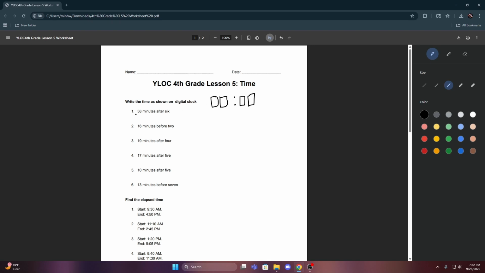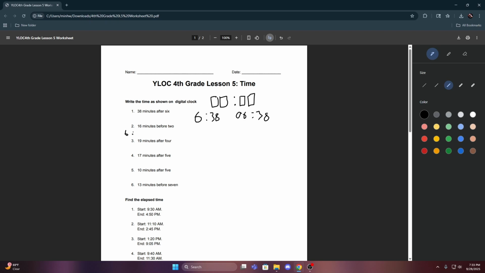So, first question, 38 minutes after 6 means 6:38, right? If you were to write or think of it as a time, you can write 6:38. Some clocks might have a 0 in front of it. Either way is fine.